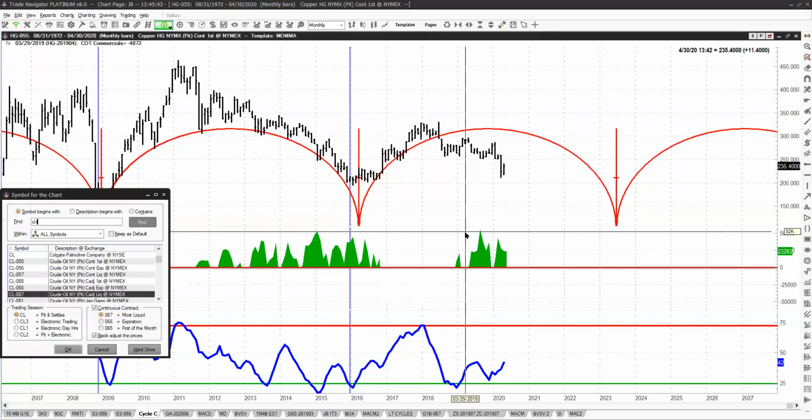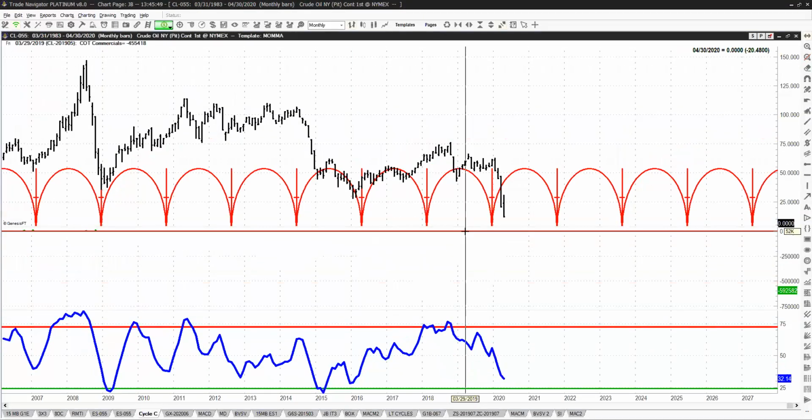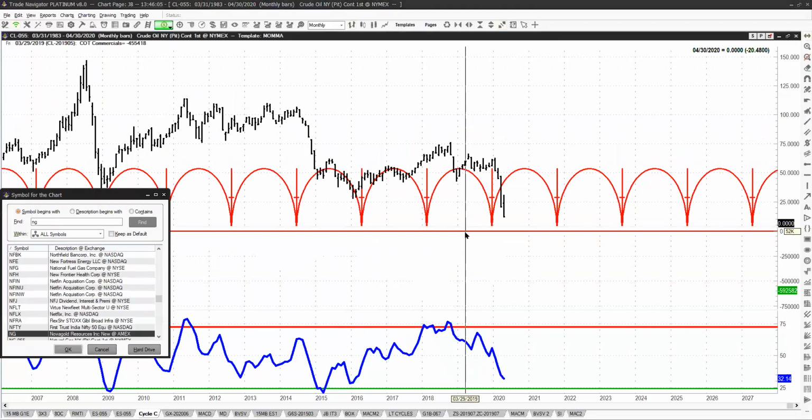Here's the crude, and here's the interesting thing about crude. I'll show you in a minute. Okay, so here's the crude. The crude cycle's clearly been down. It was projected to bottom about 5 months ago, which is fine because cycles are not perfect. There will be a low in crude oil, but I'm not interested in crude. This is the one that I'm interested in right now, and I'll show you.